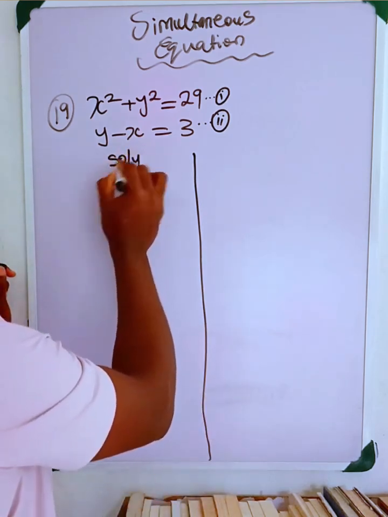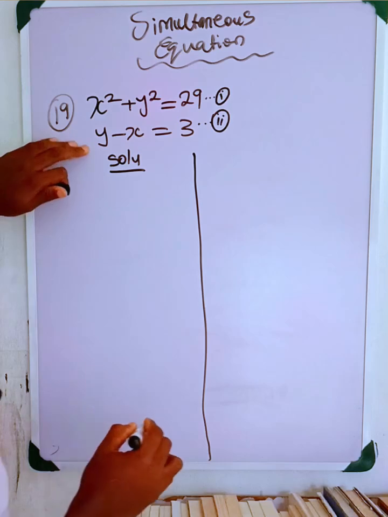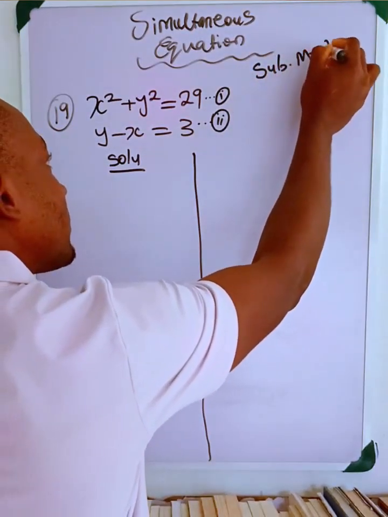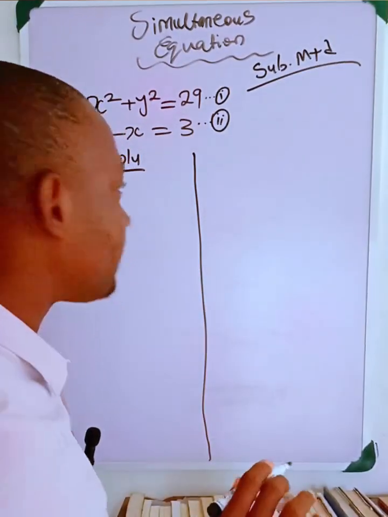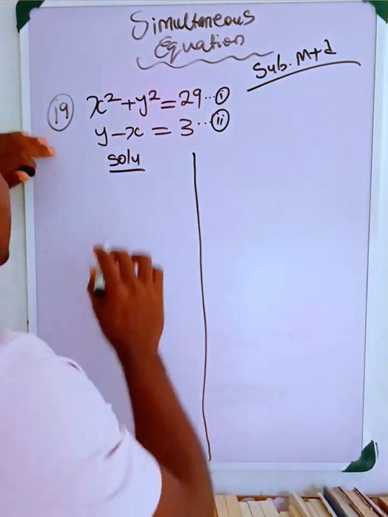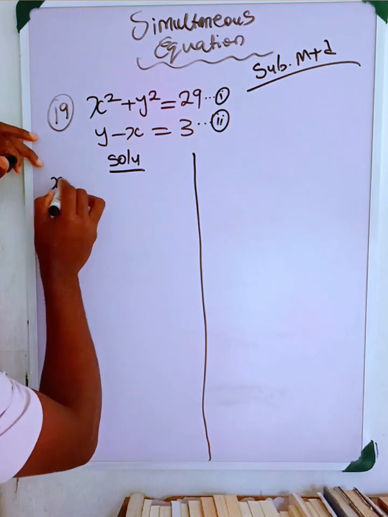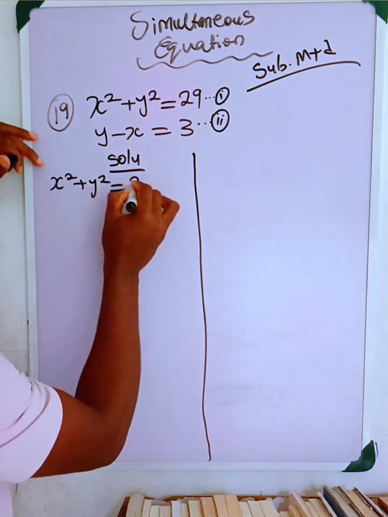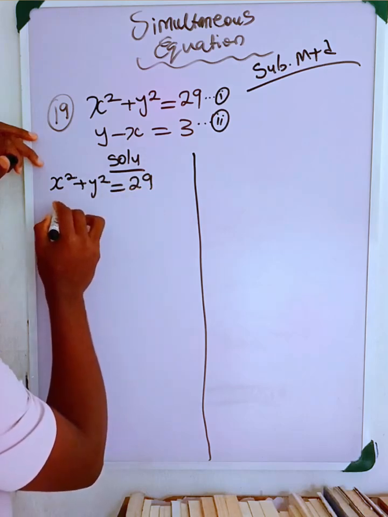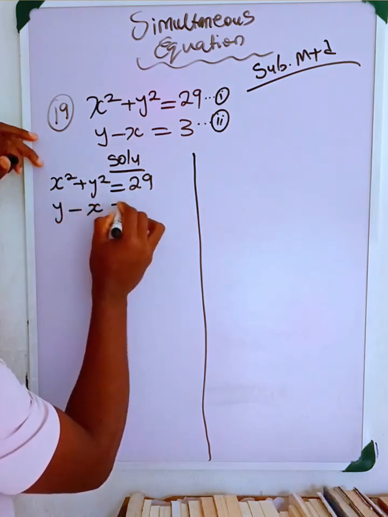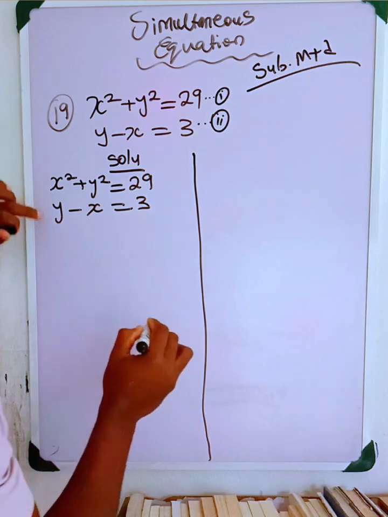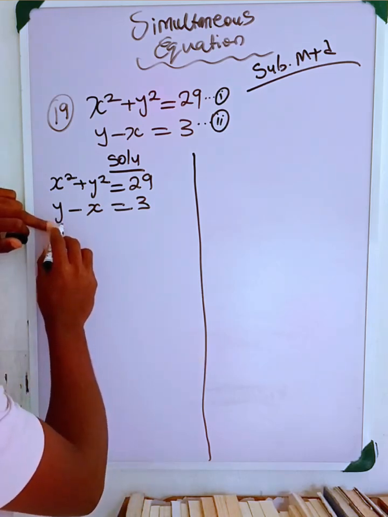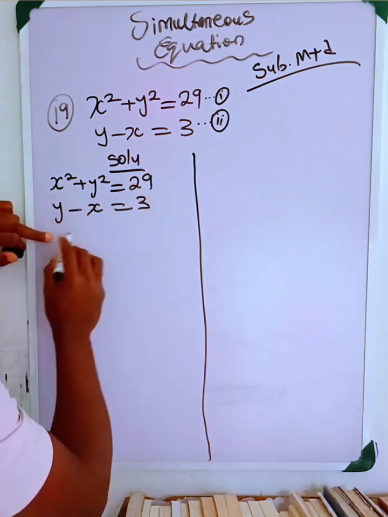Solution. We'll be solving this question using the substitution method. Follow carefully. Now, let's rewrite the question. x squared plus y squared equals 29. y minus x equals 3. Now, we are going to make y the subject of formula in equation 2.